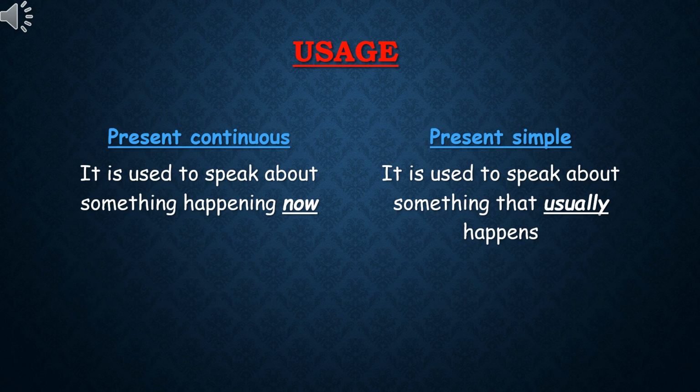The second point of comparison is the usage, or when do I use the present simple tense and the present continuous tense. For the present continuous tense, we use it to speak about something happening now. But the present simple tense, we use it to speak about something that usually happens every day, or every year, or every month. Like, for example, the things that we do every day, or as we call it, the daily routine. It's something or the habits that I usually do.